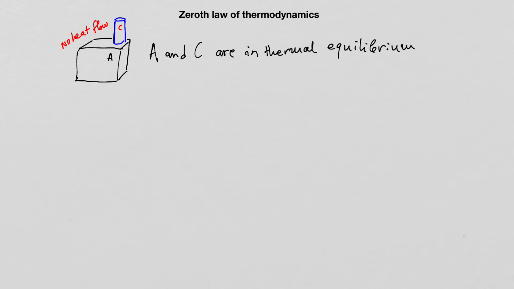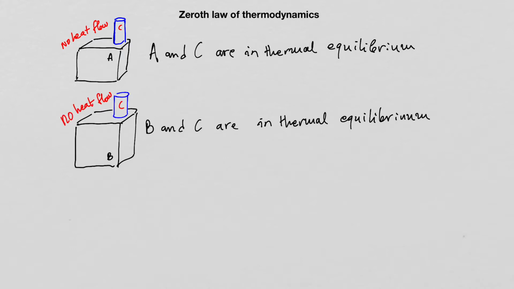Then I'm going to bring object C in contact with a different block, B. It can be made from a different material than A. It can be the same material. It doesn't matter. And then we again see that there is no heat flow between C and B, which then means that C and B are in thermal equilibrium. They are at the same temperature.